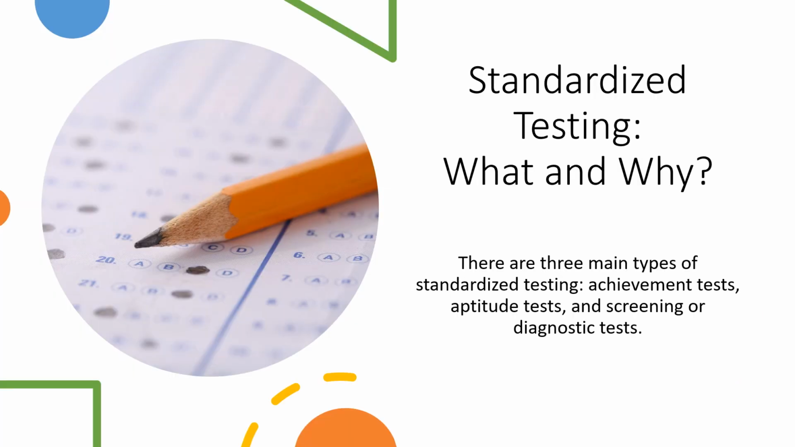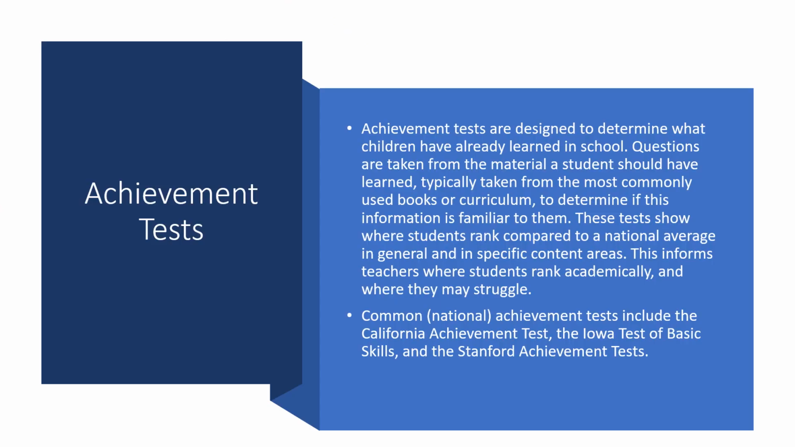So standardized testing, what and why? There are three main types of standardized tests. There are achievement tests, aptitude tests, and screening or diagnostic tests. Achievement tests are designed to determine what children have already learned in school. So these are going to be end of the year assessments, end of quarter assessments, end of module assessments. Anytime a teacher needs to assess whether or not a student has learned a set of material.